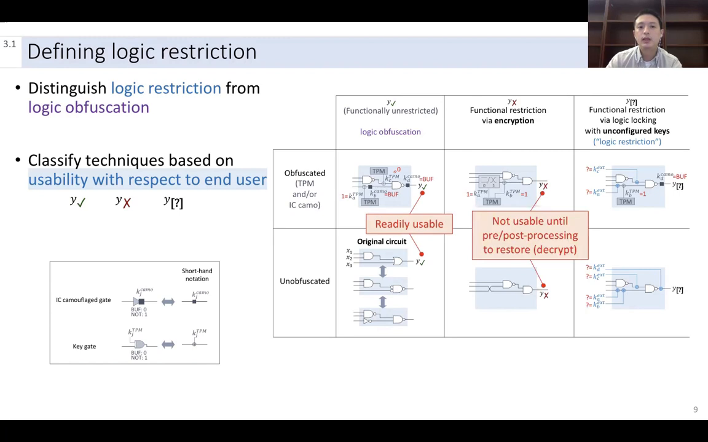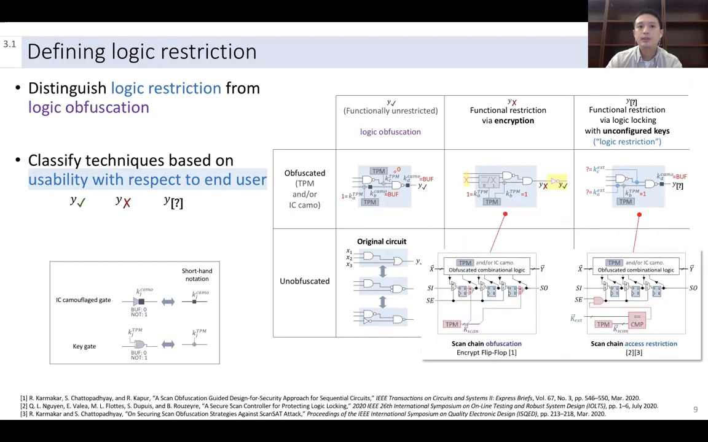In the second column, the output is not usable yet until it is restored via pre or post-processing, either in hardware or software, similar to an encryption scheme. This can be viewed as functionality restriction via encryption. Finally, in the third column, the correctness of the output is undetermined because it depends on the external key inputs, which are to be configured later by the end user.